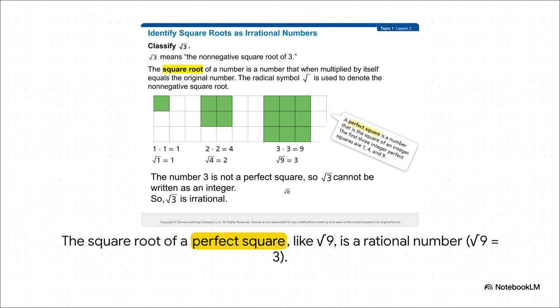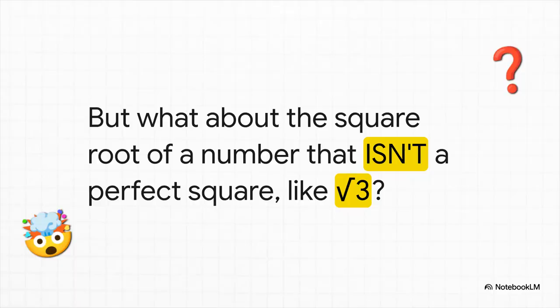Well, you get a nice, clean integer, 3. And since 3 can be written as the fraction 3 over 1, it is a card-carrying member of the Rational Number Club. No problem there. Right, but here's the twist. What happens when you try to take the square root of a number that isn't a perfect square? Take the number 3, for example. It's not on our list of perfect squares, so what kind of number do you get then?